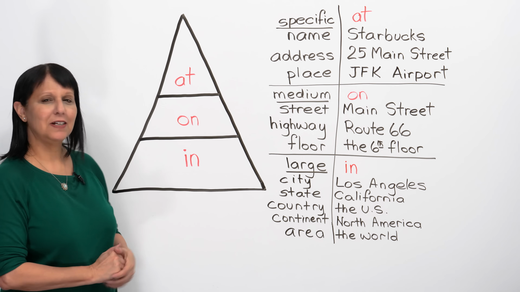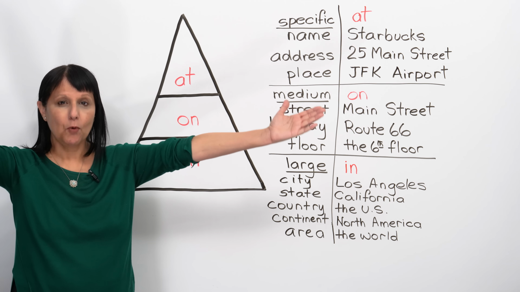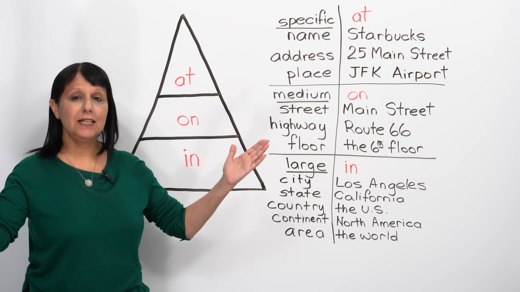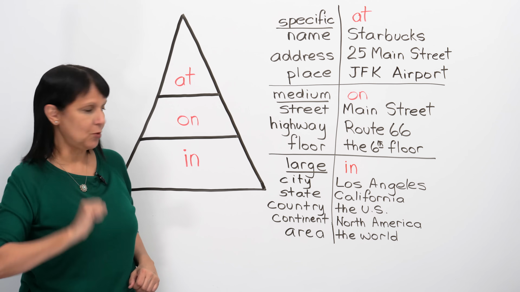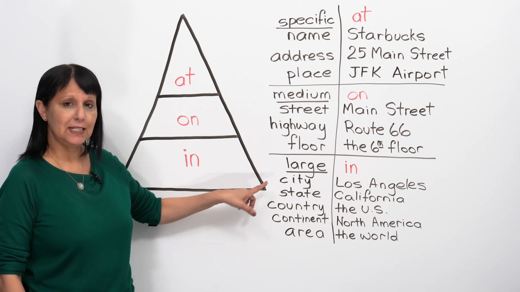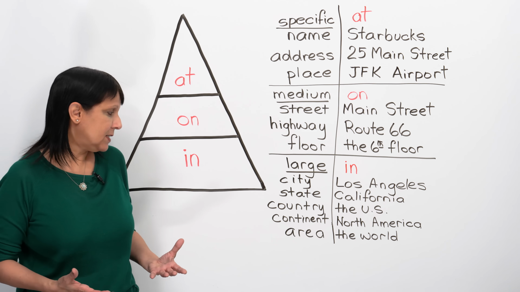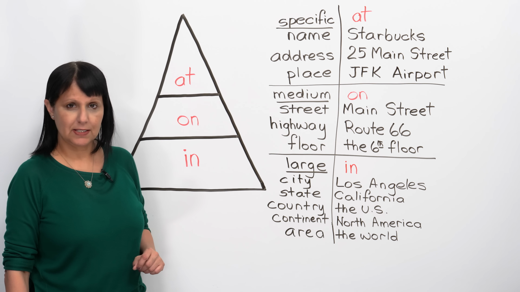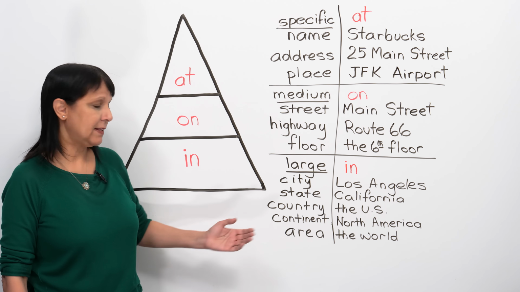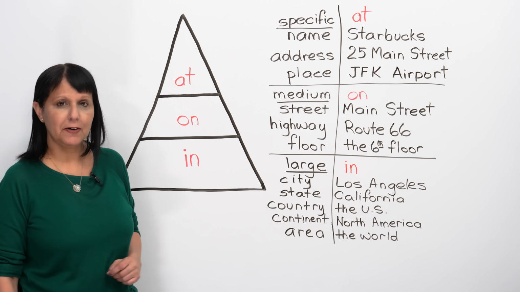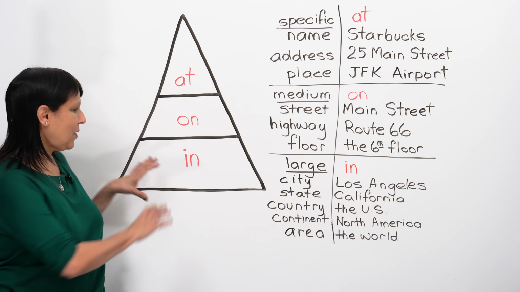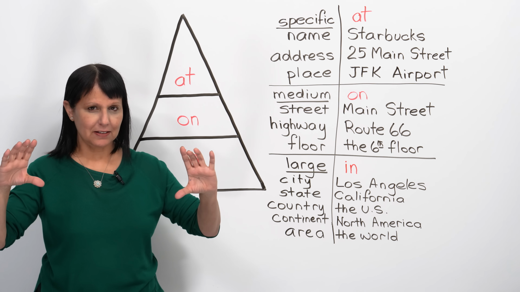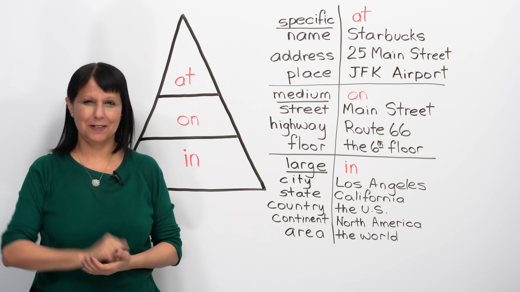Next, we come to in. So this is for everything more, okay? So in is used for large areas. For example, we say in Los Angeles. Well, let's look first at what the categories are. So large areas such as a city, a state, a country, a continent, or just a large area. For example, we could say he lives in Los Angeles. She lives in California. They live in the US, in North America, in the world, okay? So what do we see here? That in is the broadest, it's the widest, okay? And then on is a little bit less, and at is very specific, okay?